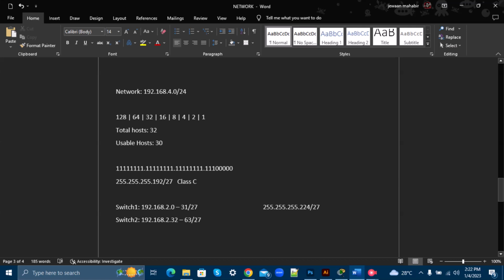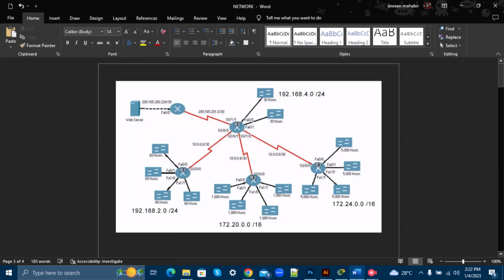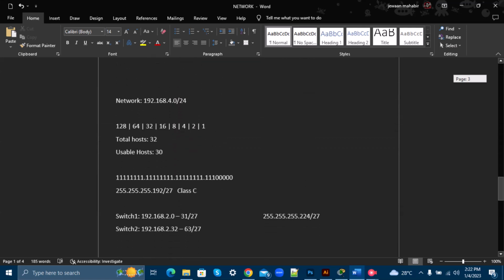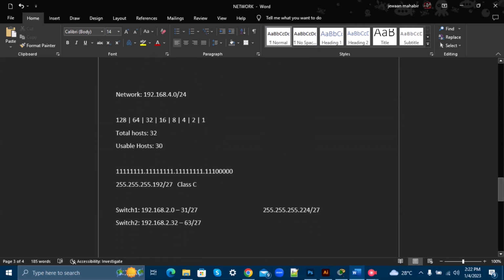So as you can see here, we have the network address of 192.168.4.0/24. Looking back at the diagram, we can see that this is the R0 network. So 30 hosts is required for 2 networks only. So let's move on to the subnetting.